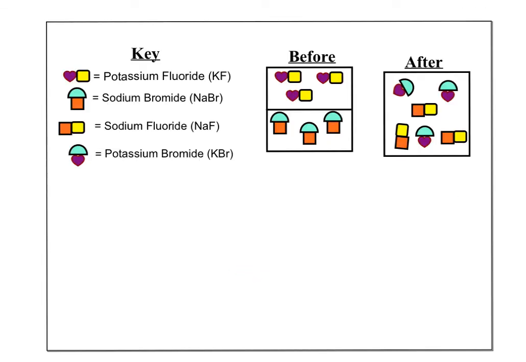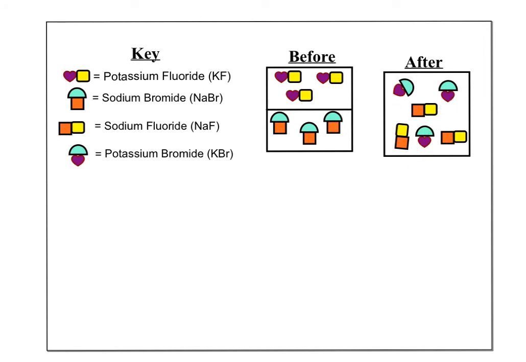Here's what I mean. So before, I have 2 chemicals, potassium fluoride, KF, and sodium bromide, NaBr. They're separated in the box because these are probably in 2 separate containers. They haven't been mixed. But once I do mix them, they're going to rearrange. It's called a double replacement reaction. So we're going to trade partners. So notice now the purple heart is with the half circle and then the 2 squares are together. So I made a new chemical, sodium fluoride, NaF, and potassium bromide in my after picture.